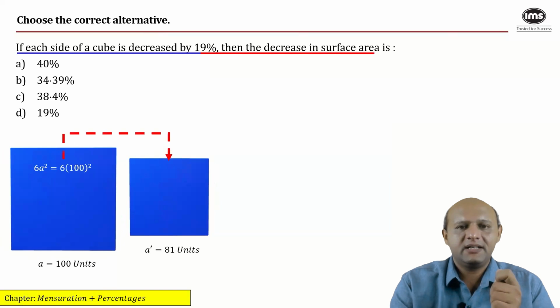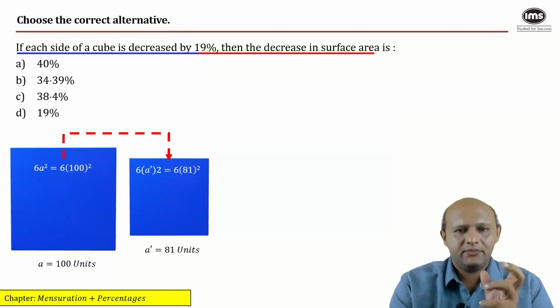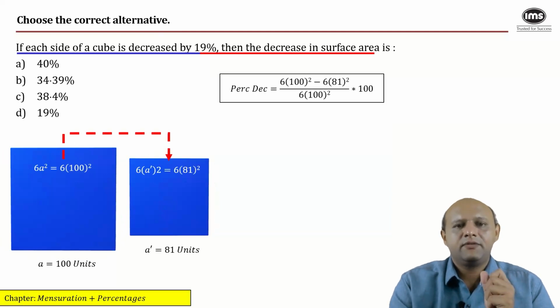So how much is the surface area here for a cube? 6a square. So 6 times 100 square. This would be 6 times 81 square, because this is the changed surface. So therefore, what's the percentage decrease? It is 6 times 100 square minus 6 times 81 square, divided by 6 times 100 square.